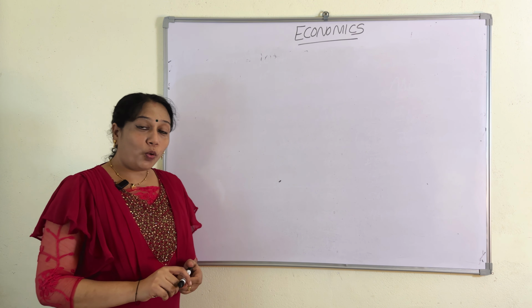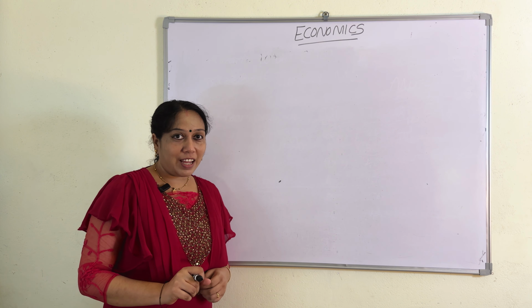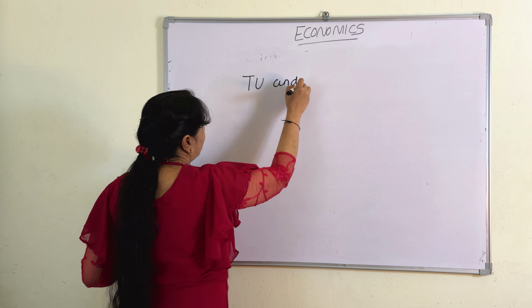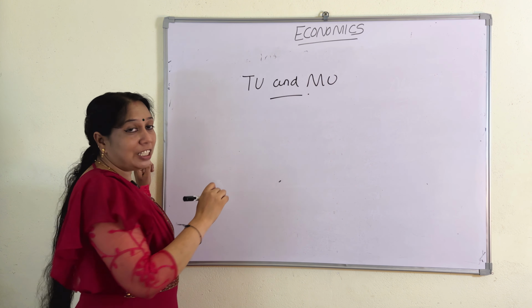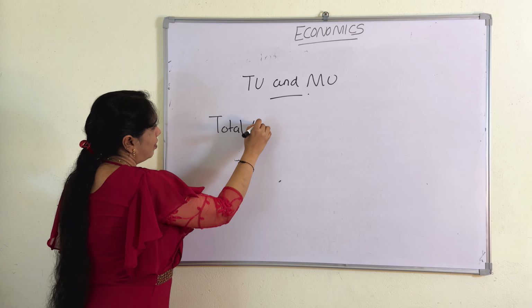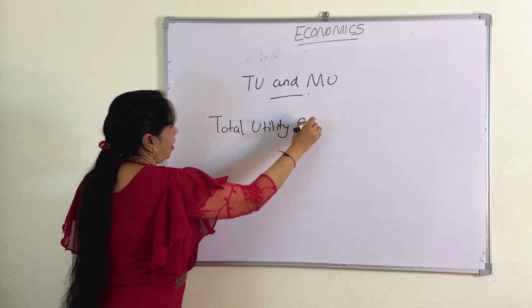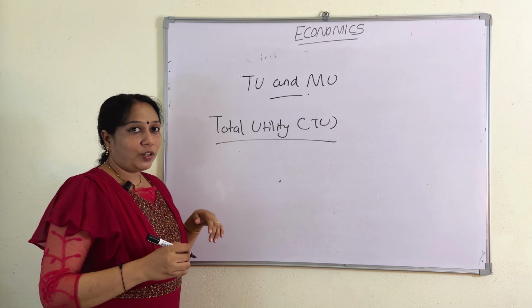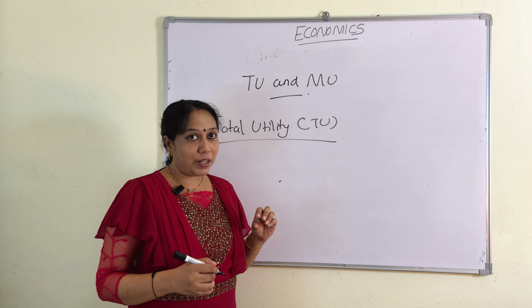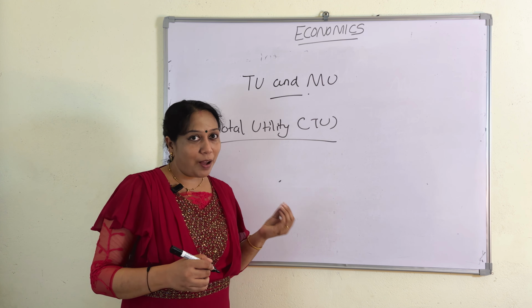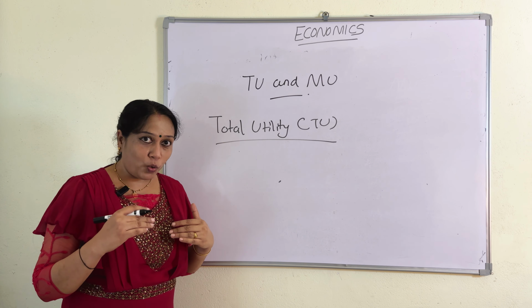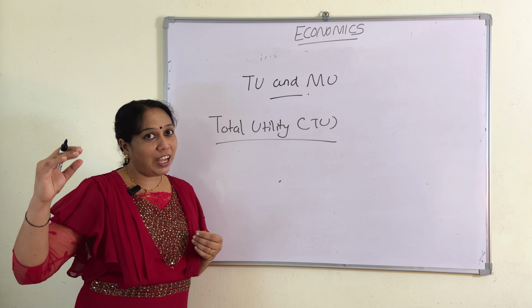Now we will study the two types of utility, that is total utility and marginal utility. In this, first we will study total utility, that is TU. You know what is total utility? It is the total satisfaction derived by the consumer from the consumption of all possible units of the commodity. Okay, total utility means total satisfaction got by the consumer from the consumption of all units of the commodity.